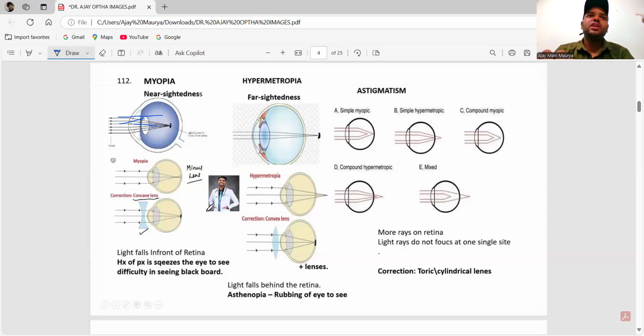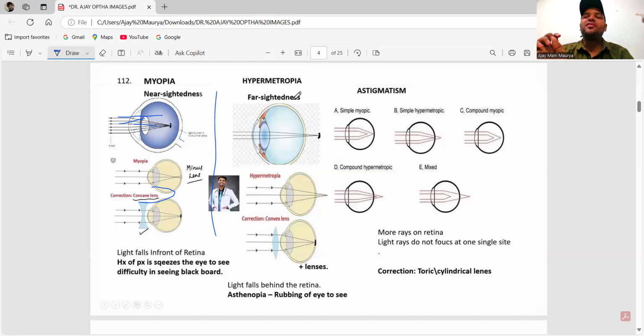You have to correct myopia by using concave lenses. Remember the image and the correction history. Done.